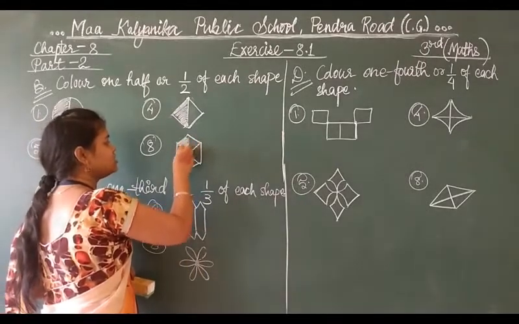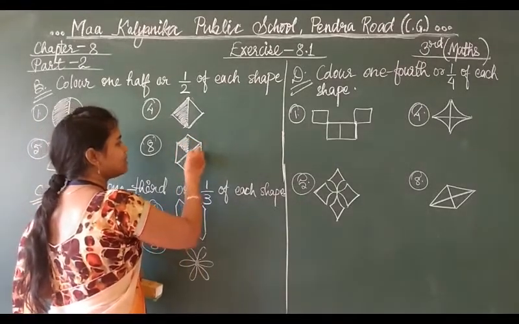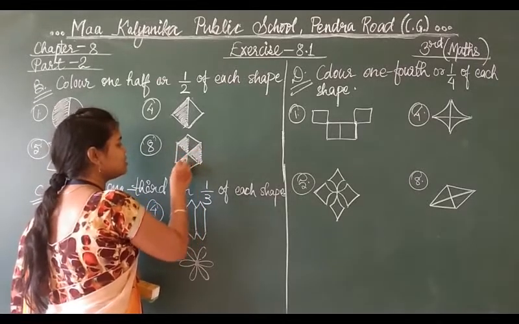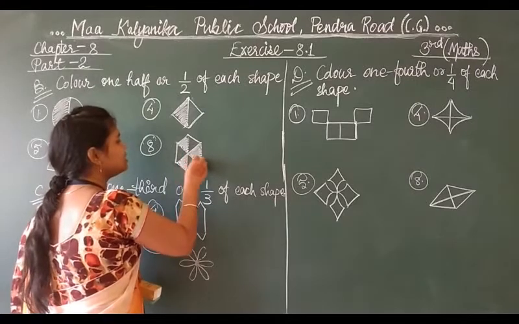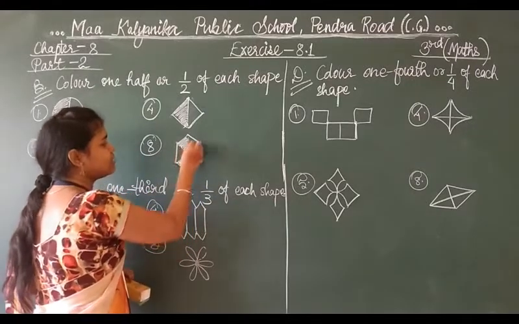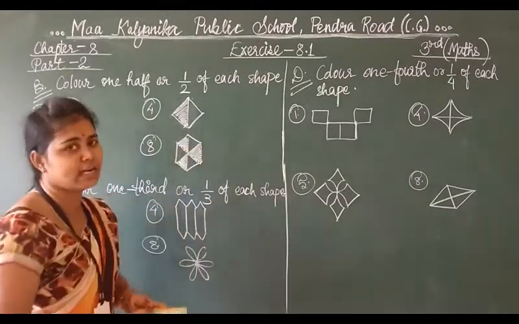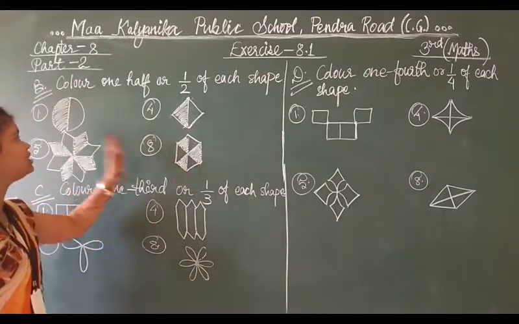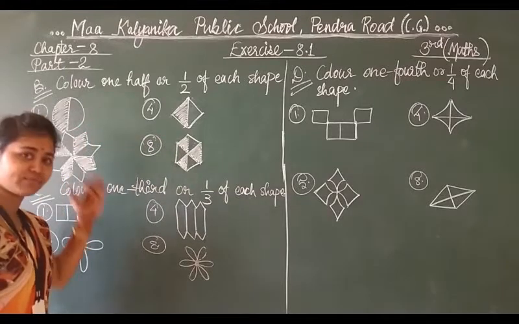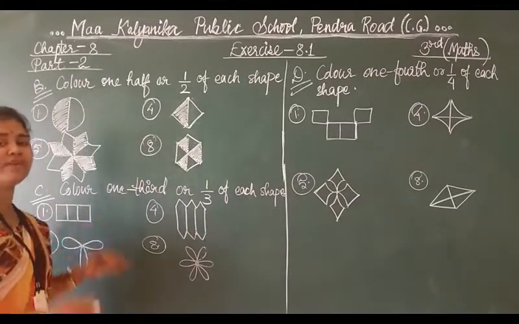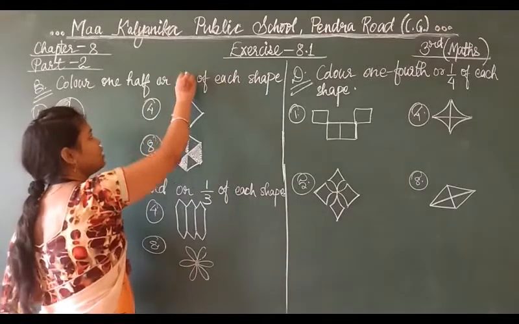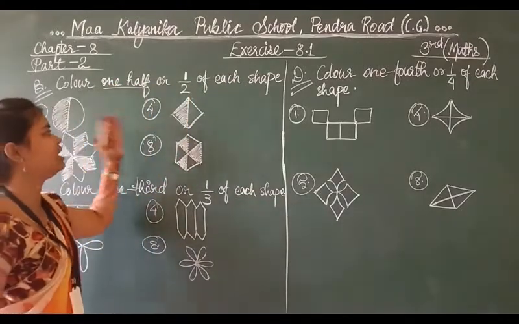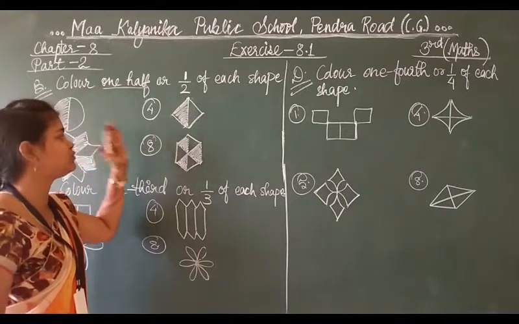You can color it continuously, but I am coloring it by leaving 1 in between so that it will be visible. So you can see, 1, 2 and 3 are colored, and 1, 2 and 3 are uncolored. Equal parts are there. By watching this we can say that we have colored half the portion of these 4 shapes and left half uncolored, because the question was 1/2. Okay students, in this way I have solved 4 questions for you, and the rest 4 you can solve.